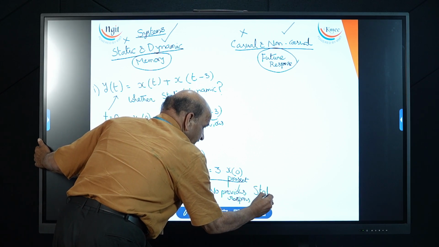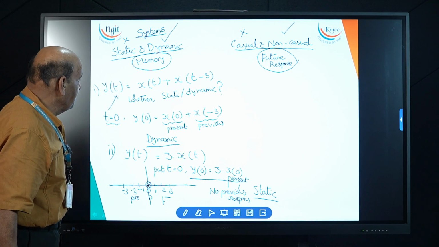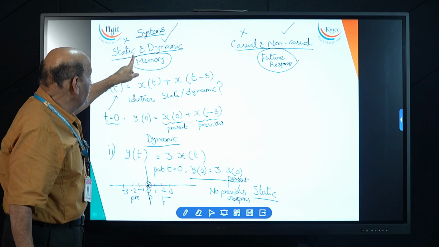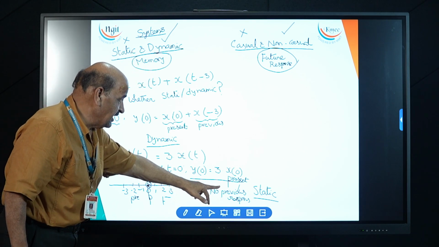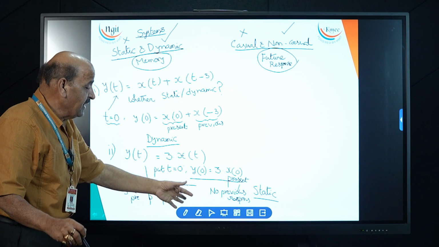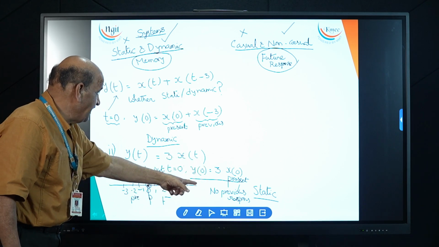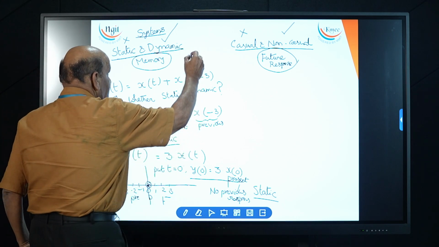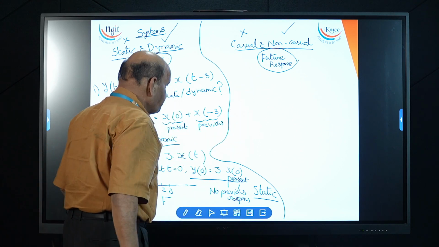Students have to get a clear-cut distinction between these two. Very much important. Static system: whenever you discuss static and dynamic, it is memoryless. This is memoryless, so it is not capable of keeping the previous inputs. This is a static system. This is a dynamic system. Now come to this side.